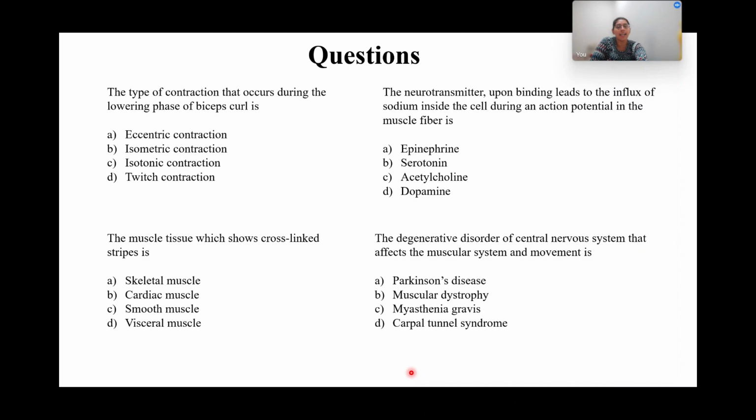Next, the muscle tissue which shows cross-linking stripes: which muscles show the cross-linking? And the next is the degenerative disorder of the CNS, or central nervous system, that affects the muscular system. So, which one of these was actually the degenerative disorder for the central nervous system?